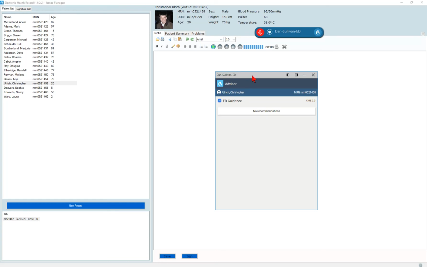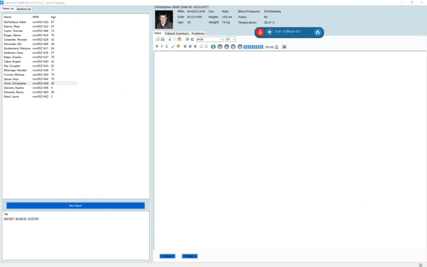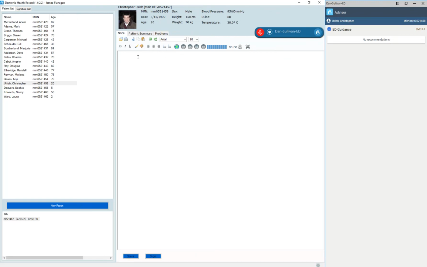ED Guidance lives outside of and communicates with your electronic health record. You may place it in any location that's convenient for you. You can float it. I like to put it on my second monitor. For this presentation, I will dock it right. I will use some macros and some dictation to move as quickly as possible through this chart.